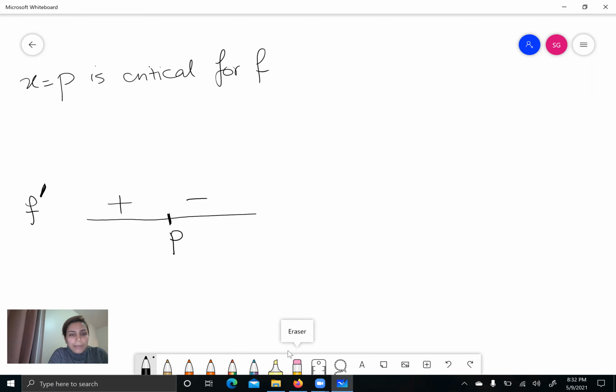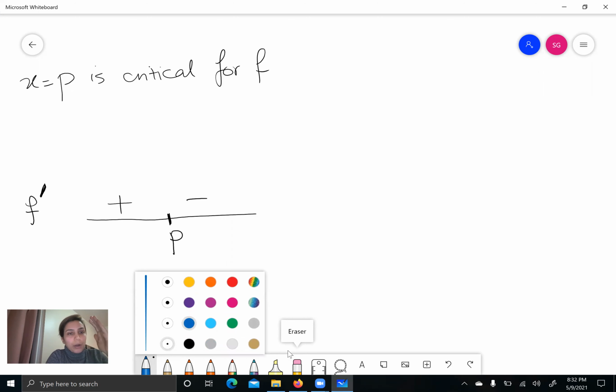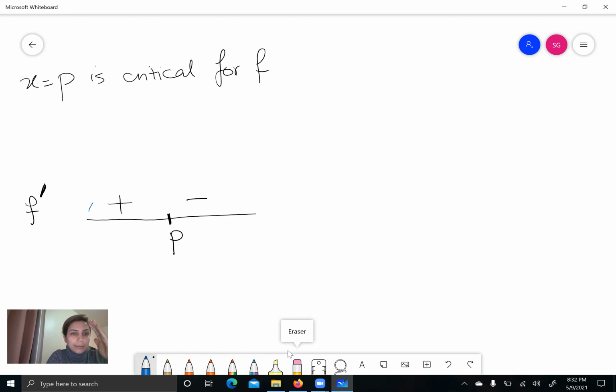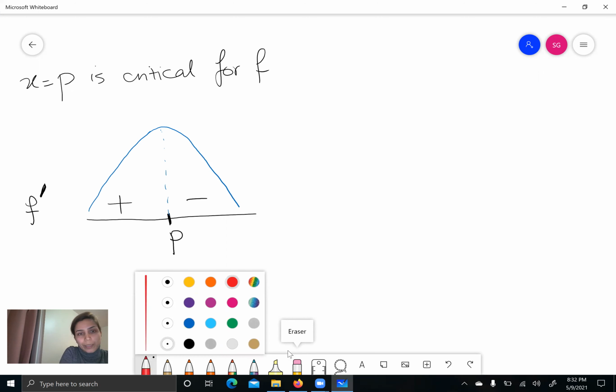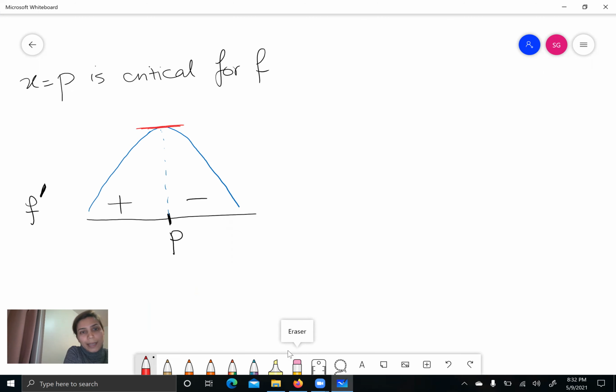So what does it mean graphically? Graphically, if f prime is positive, the derivative is positive, that means the function is increasing. And then suddenly at P, it changes sign. So that means it changes direction and becomes decreasing. So yes, of course, that gives me a maximum. You see that? So this is going to be a local max, local maximum. So that's the first derivative test: when you identify the critical point, look at the signs of the first derivative around that point.